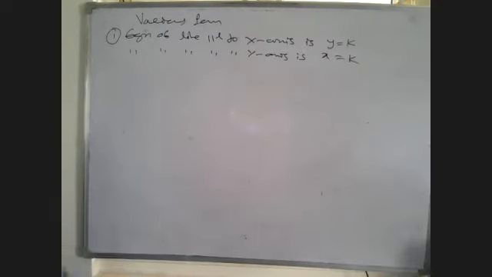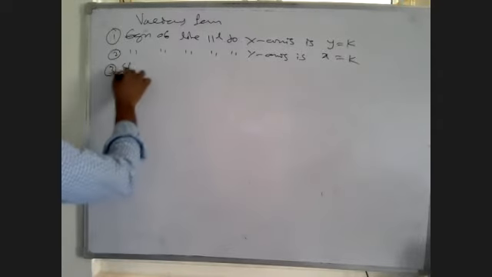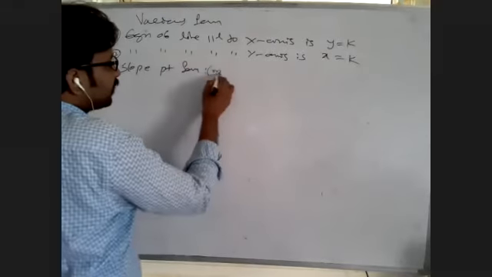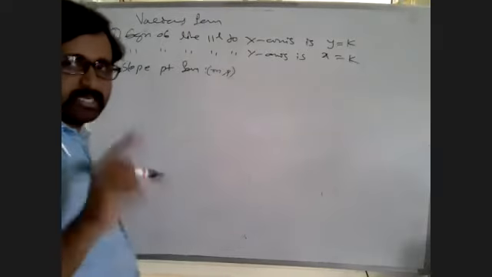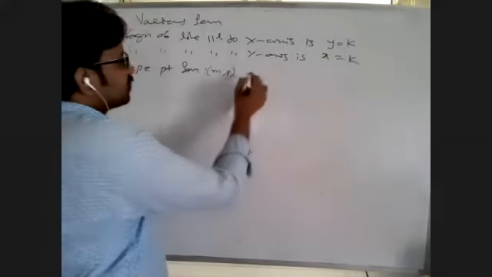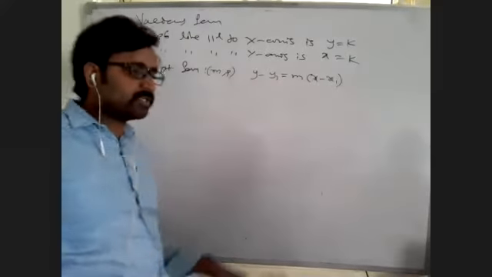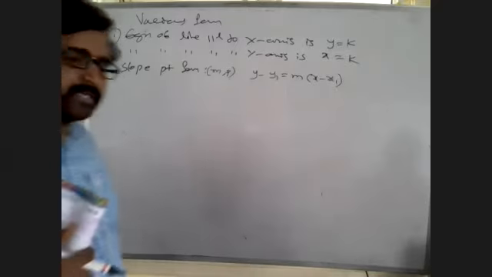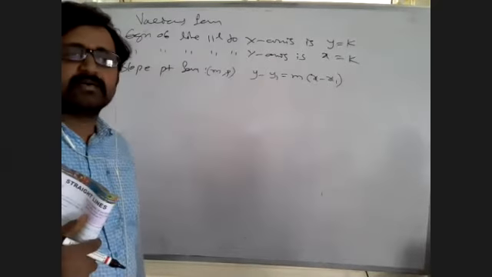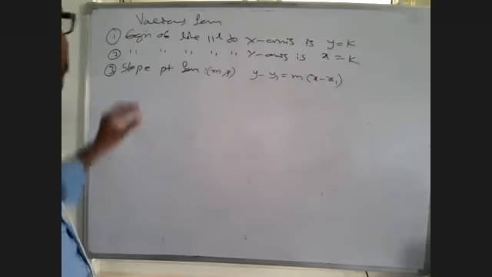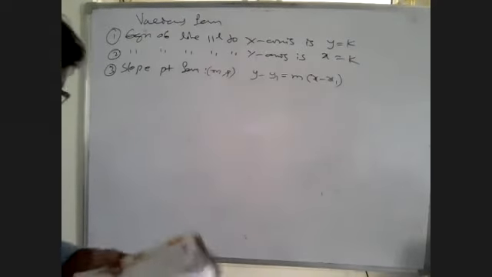And the third one, slope point form. This you know. Slope m, point P x1 y1. The equation involving m and x1 y1 is y minus y1 equal to m into x minus x1. Slope point form is y minus y1 equal to m into x minus x1. If you have slope m and point x1 y1, this is the formula to find the line equation.